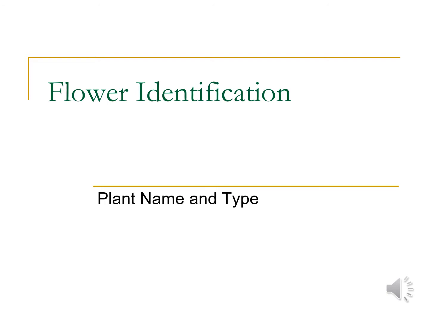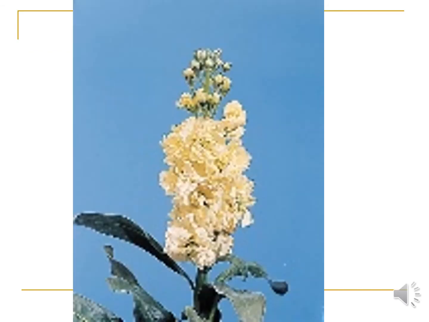Let's get started. The first flower is stock. Stock is a very fragrant flower. It is a line flower because the blooms go up and down the stem. This flower is called stock.